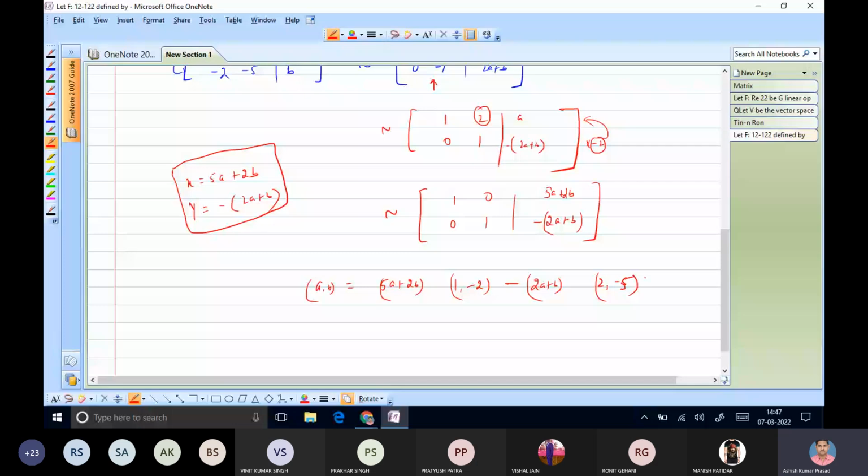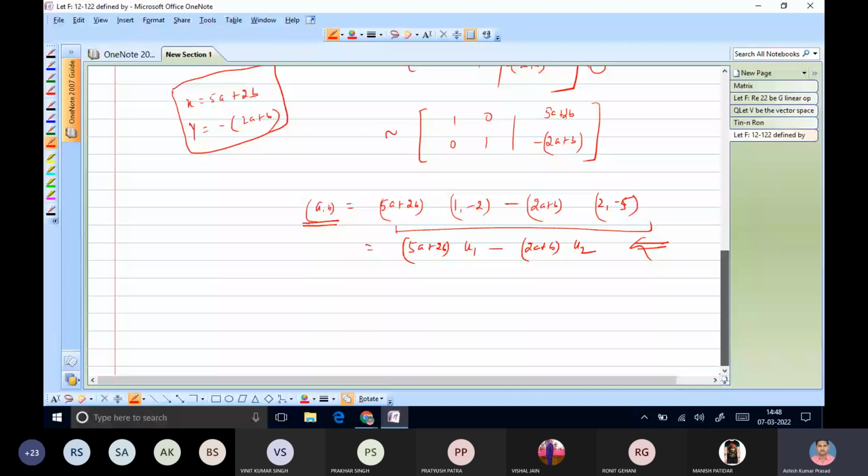So this is the formula for expressing (a, b) as a linear combination of u1 and u2. That is (5a plus 2b) times u1 minus (2a plus b) times u2. So in terms of u1, u2, I can write it. Now, once you do this, your answer is simple. First of all, you find the f image of (1, -2), right?